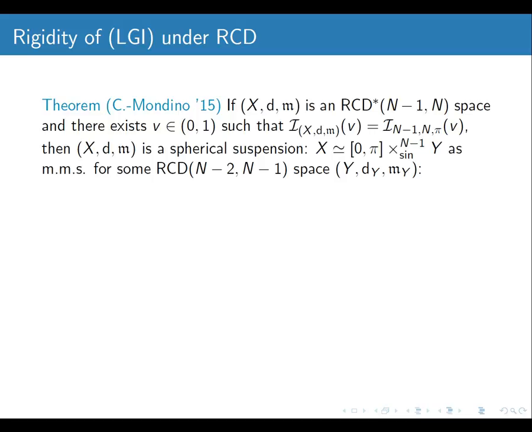So we proved this rigidity theorem. Now this is in the framework of Riemannian curvature dimension condition spaces. So if we have a metric measure space verifying the RCD star condition with n-1 and n, and if there exists a single volume for which the isoperimetric profile function of the space coincides with the isoperimetric profile function of the sphere, then X can be written as a spherical suspension, as a metric measure space. And the quotient space verifies RCD star with n-2, n-1.